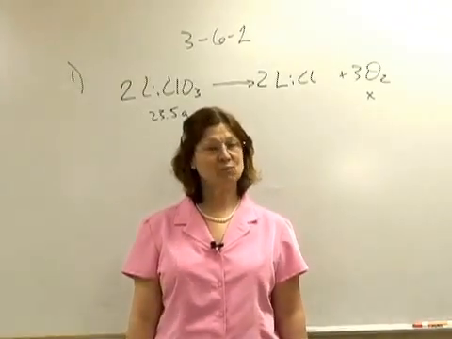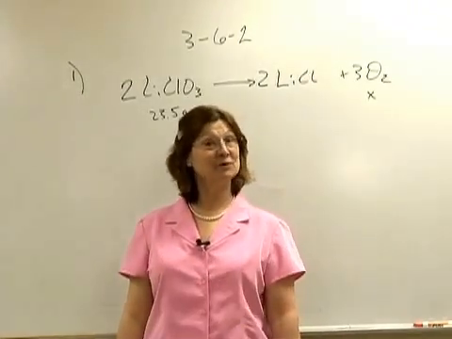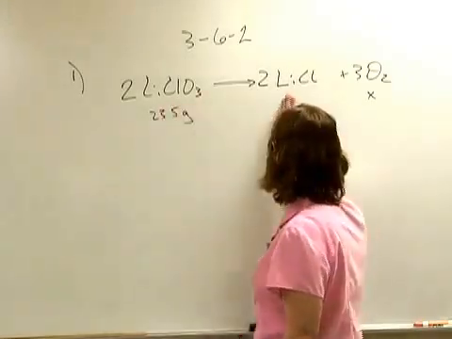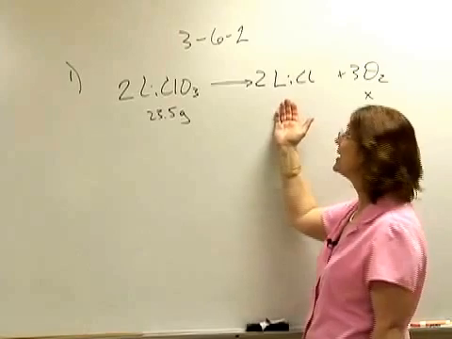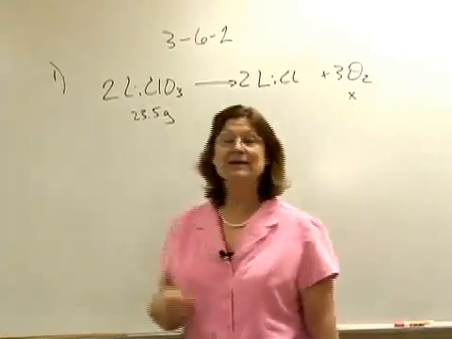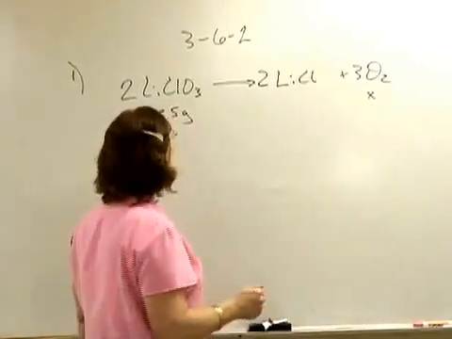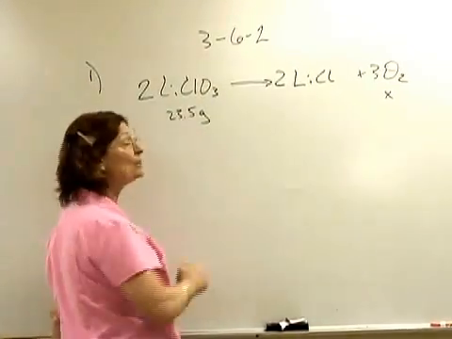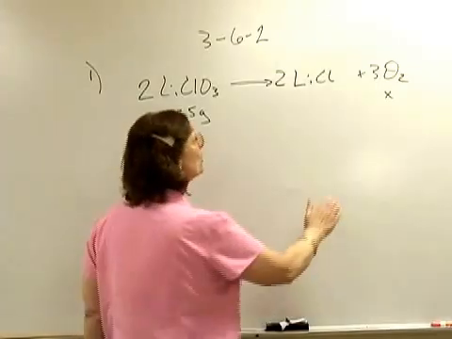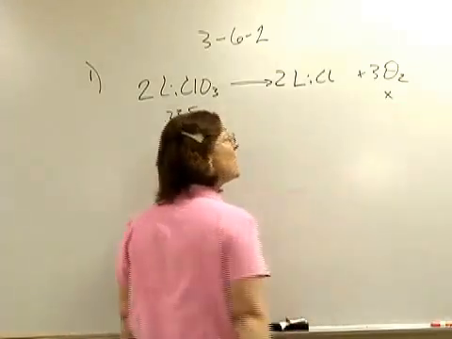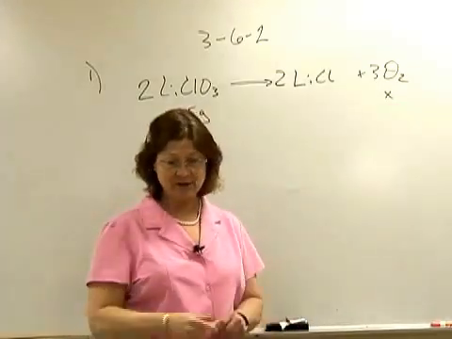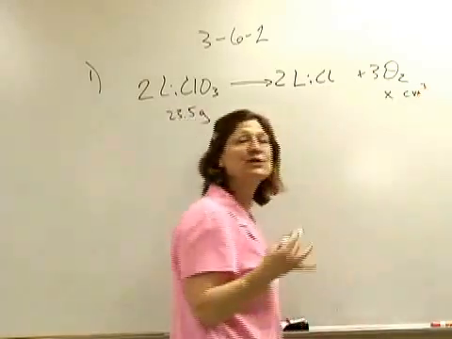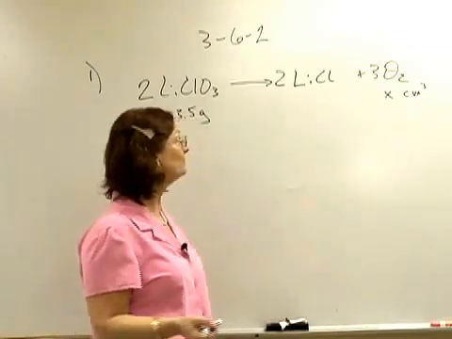In number 1, we have one of the decompositions, lithium chlorate. Whenever we decompose a metallic chlorate, we always get a metal chloride, lithium chloride, and oxygen gas. We did something very similar to this in one of our labs. Now I write what I am given in the problem, 23.5 grams of the lithium chlorate, and what I'm trying to find, oxygen. Sometimes I also write the unit I'm looking for so that I don't have to continually go back to the original problem.